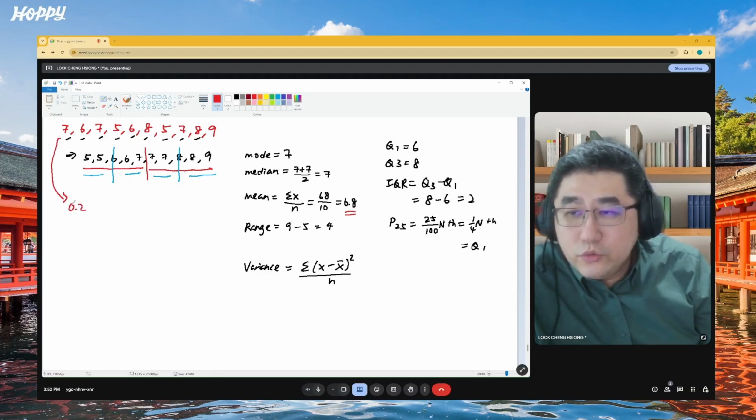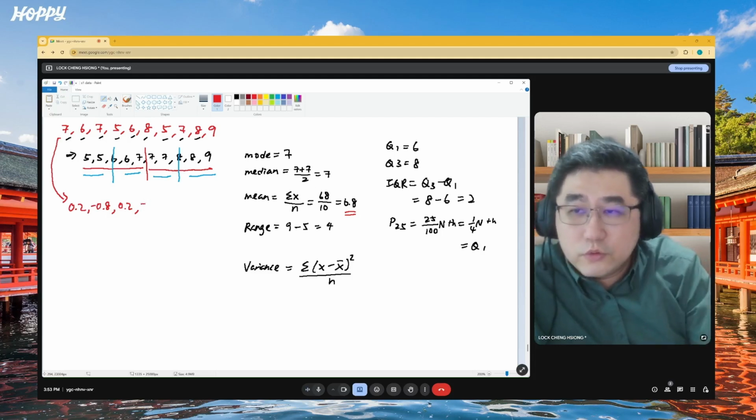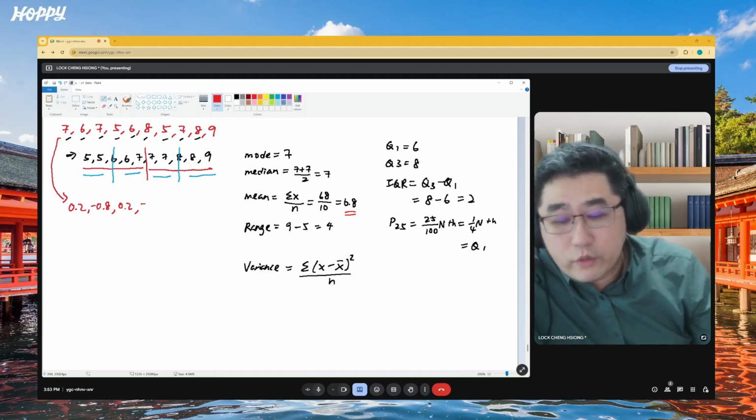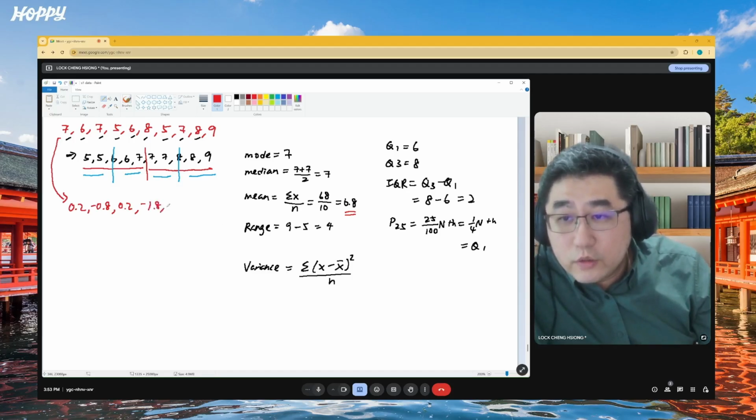So I have 0.2, negative 0.8, 0.2, or negative... 6 minus 6.8, yes, so 5 minus 6.8, you have negative 1.8, then negative 0.8, then 8 minus 6.8 gives you 1.2, then you have a 5, which gives you negative 1.8, then 7 gives you 0.2, 8 gives you 1.2, and 9 gives you 2.2.